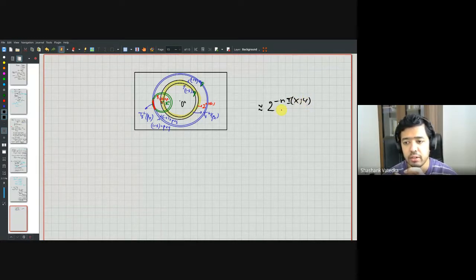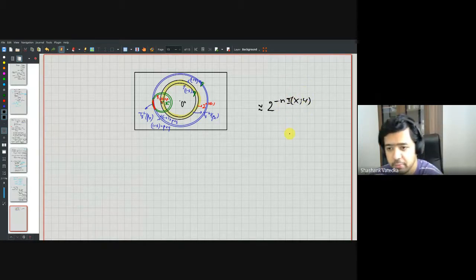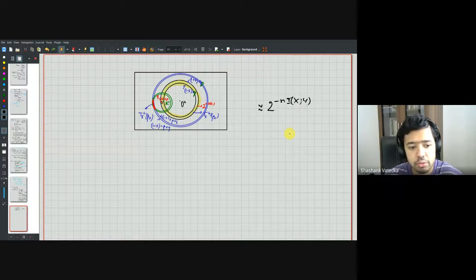Okay, and now note that we have an exponent in terms of the mutual information between x and y. This will be very important when we derive an upper bound on the probability of error for discrete memoryless channels, because we'll see that the maximum rate at which we can operate while still driving the probability of error down to 0 will be precisely this particular quantity, the mutual information between x and y. Okay. So before we proceed to that, are there any questions?